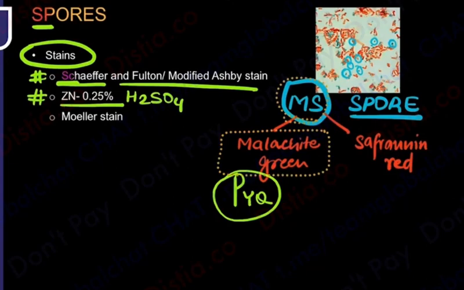There's another stain that you can learn, and that is known as the Moeller stain. Again, something if you are interested in knowing. Not very important. Schaffer and Fulton or modified Ashby, and Zn are the two main ones.